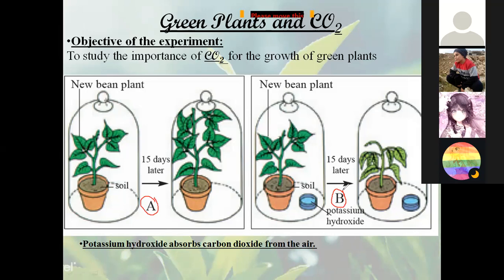Before you continue, what is the variable factor? What did you say the variable factor is? The variable factor is what? CO2. Very good. So you have to say plant A that's grown in the presence of CO2. This is the variable factor and not potassium hydroxide. Potassium hydroxide is not the variable factor. Okay, Fatima?